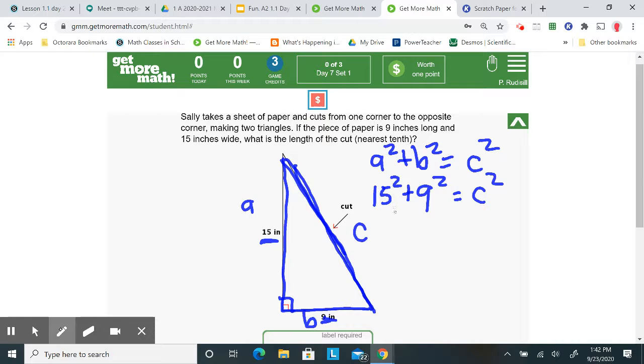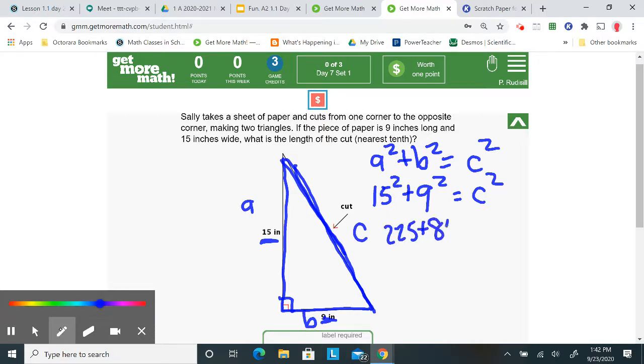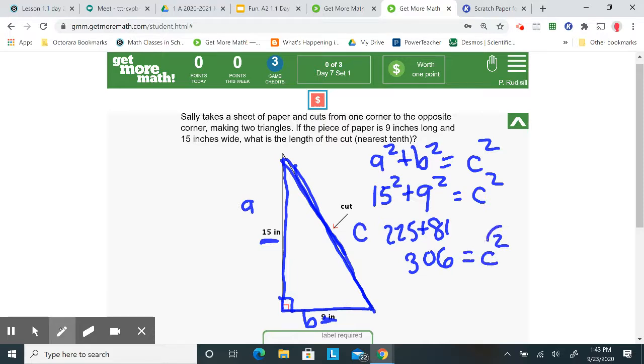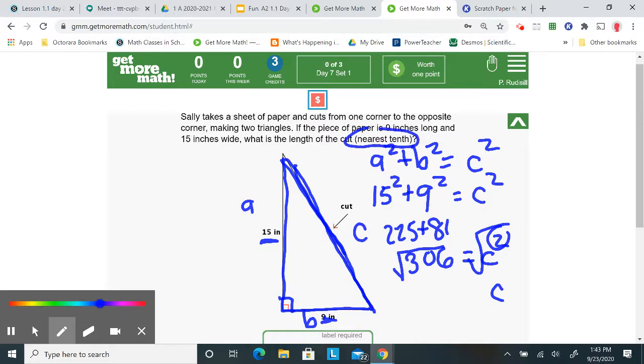So you take 15 squared, 225. 9 squared is 81. Gives you 306. Now what you need to do is bring down the c squared. And if you remember, to get rid of an exponent of 2, you have to take the square root. So if you do it to that side to get c by itself, you also must do the same thing to the other side. Use your calculator, and tap that in. The direction says go to the nearest tenths.